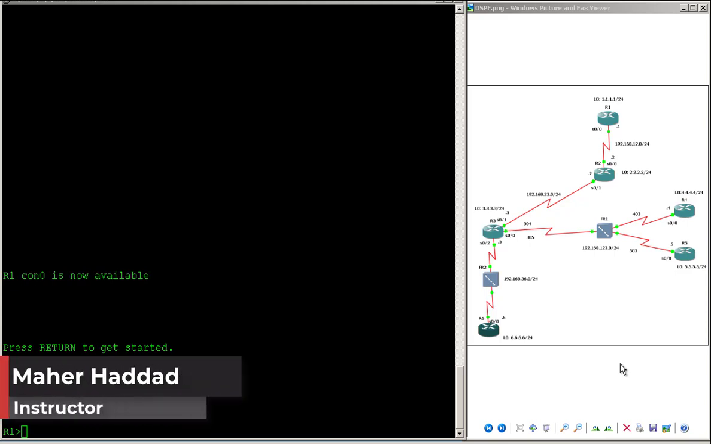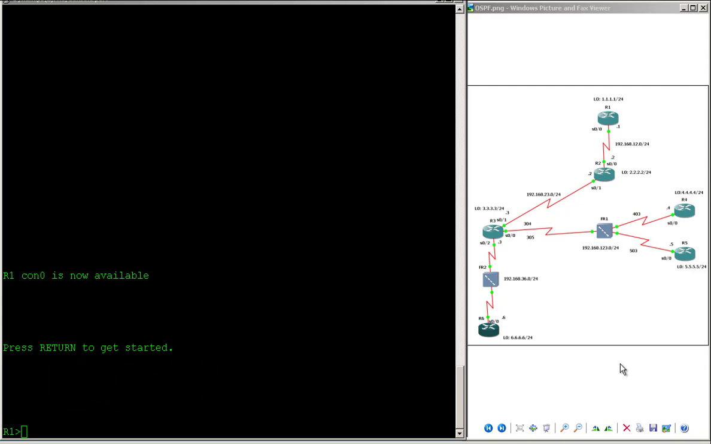Today I'm going to show you how to configure a very complex OSPF scenario. So let's go to the website.